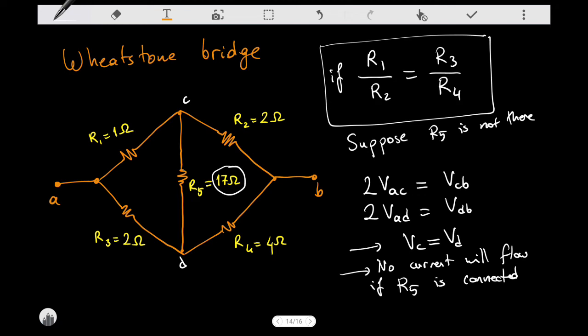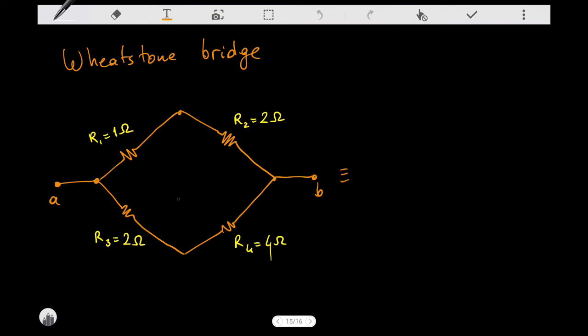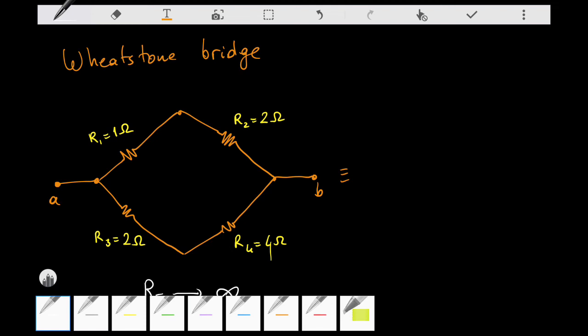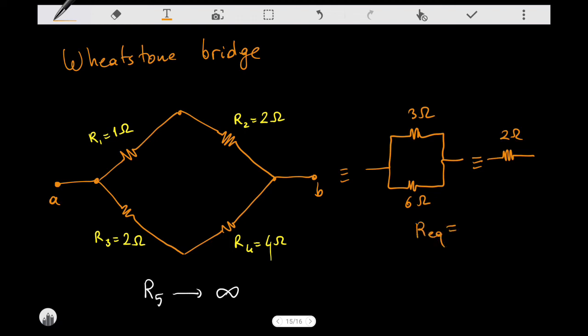And so therefore, this gives us 2 alternative techniques for solving the problem. I can replace this R5 with infinity. So that's the situation where I replace R5 with infinite ohms. In that case, I have this arrangement of resistors. So we have an upper branch which has a resistance of 3 ohms and a lower branch which has a resistance of 6 ohms. So as a result, these two in parallel have a resistance of 2 ohms. Therefore, the equivalent resistance is 2 ohms.